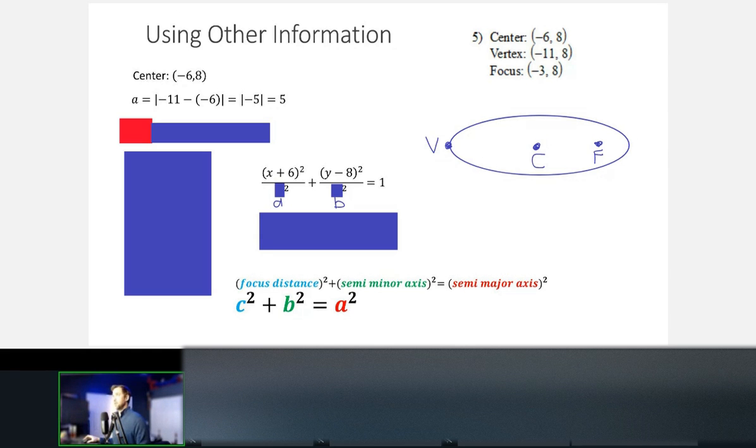So we already know the A value. We said it was 5. So we get 5 squared there. So the only thing we're missing is our B value. We have almost everything except that one piece. Ideas.